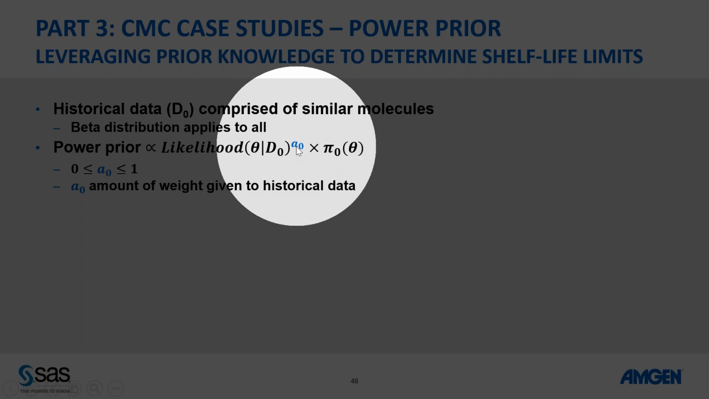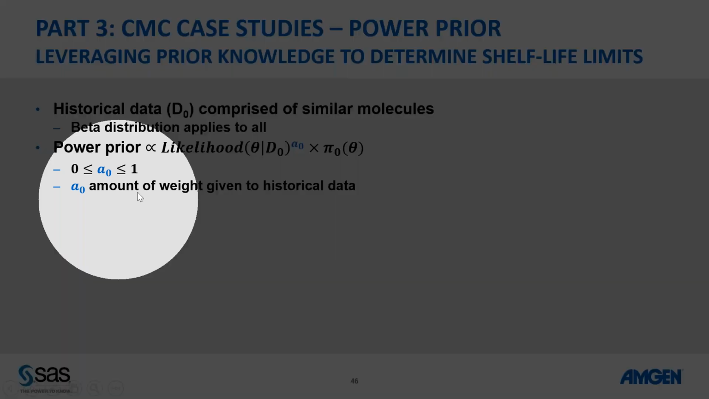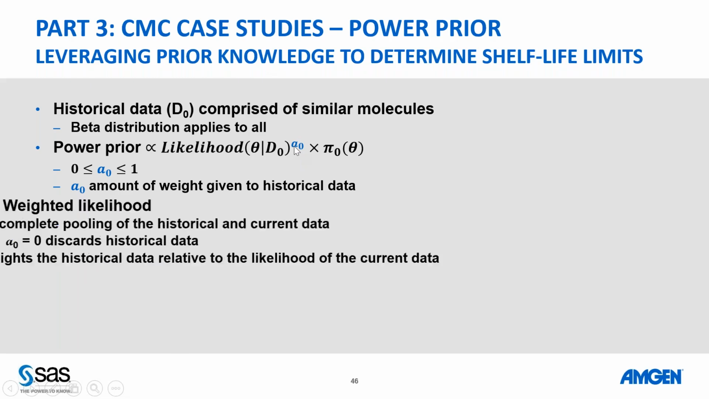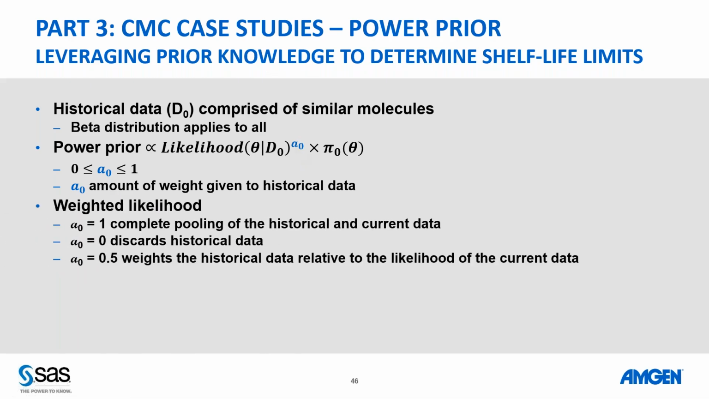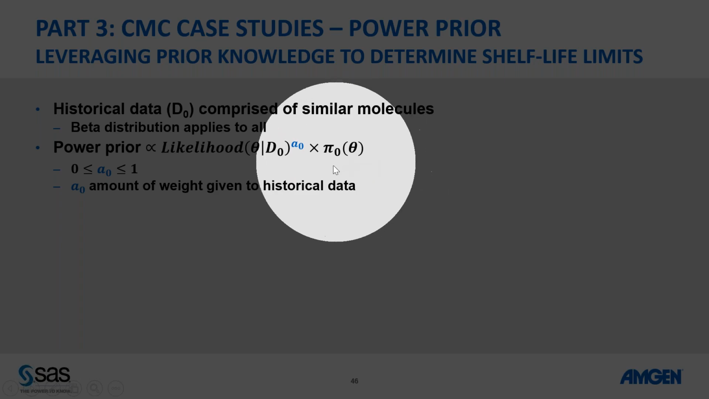So this A naught, this power parameter, is between 0 and 1, and it controls the amount of weight that you give to your historical data. Here, your data set is D0, which shows one of them. We'll show you how that's done in the code. Let me add one thing. Imagine you have historical data and you do a Bayesian analysis: you would just do likelihood times whatever prior you would use on theta. That would just be your posterior distribution.